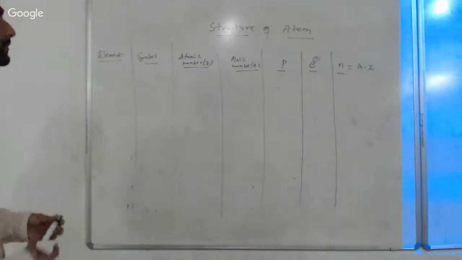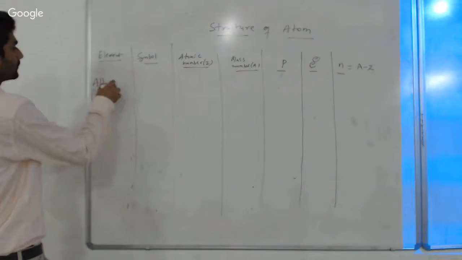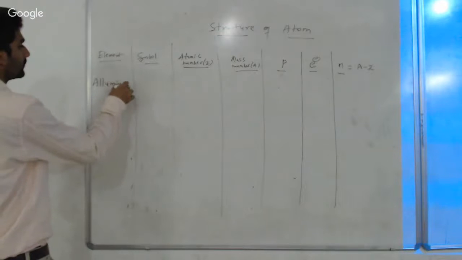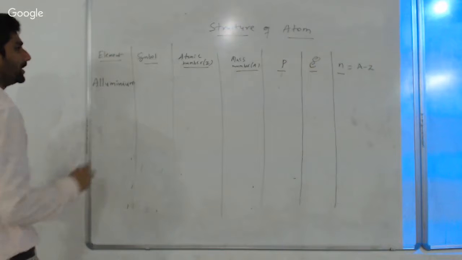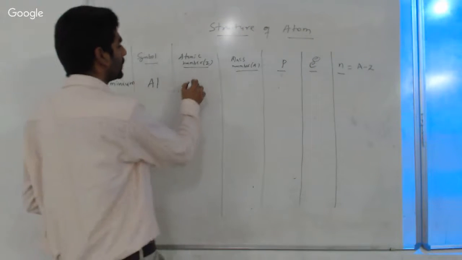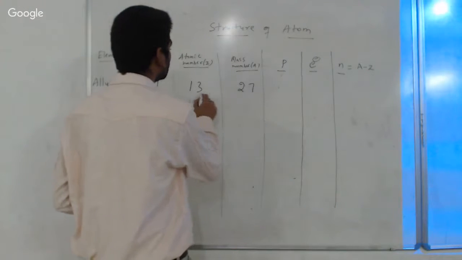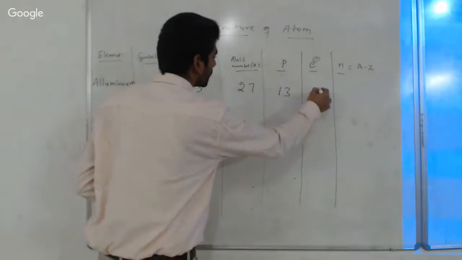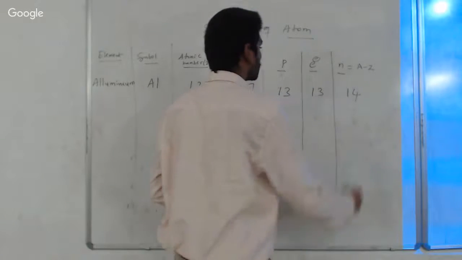Next element, aluminium. Symbol is Al. Atomic number 13, mass number 27. Number of protons: atomic number 13, so number of protons 13, electrons 13. 27 minus 13, you get 14 neutrons.